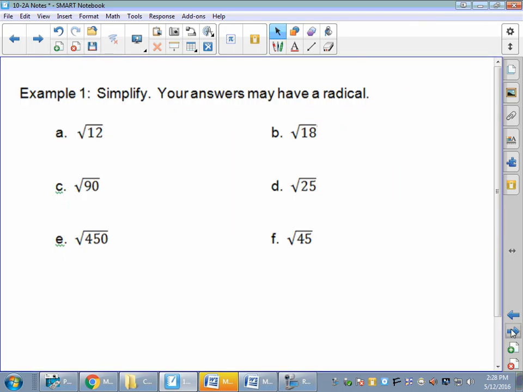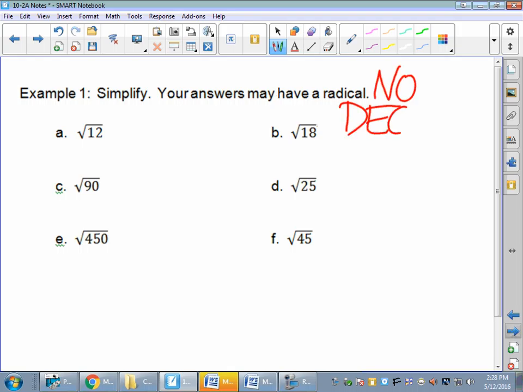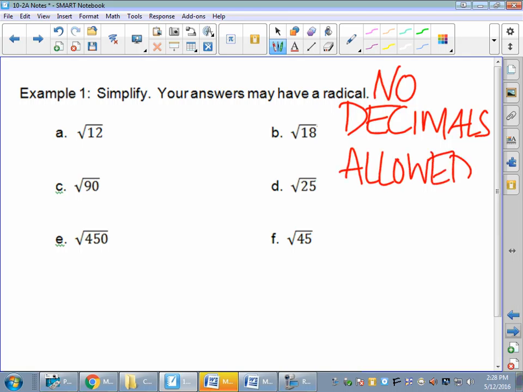All right, so let's do a couple examples. It says, simplify. Your answers may have a radical. Nobody is going to go to their calculator and give me a decimal answer. No decimals allowed. So I don't want to see any decimals on anybody's paper. Your answers may and probably will have a radical.